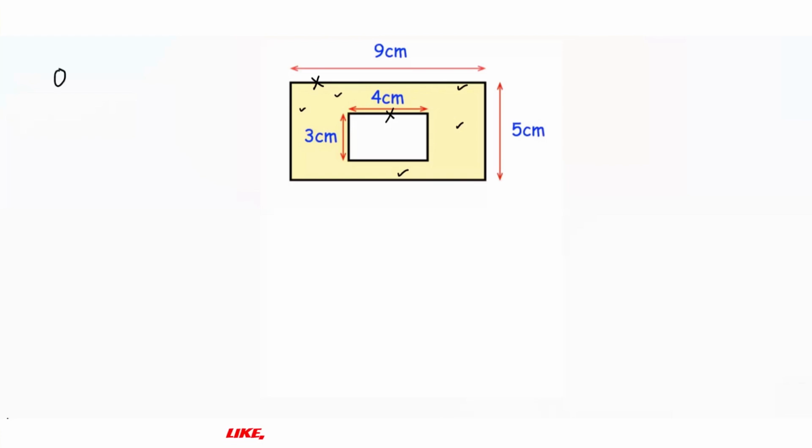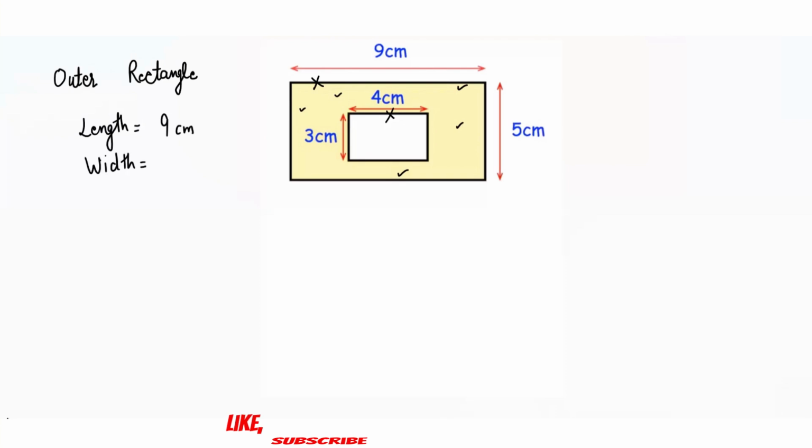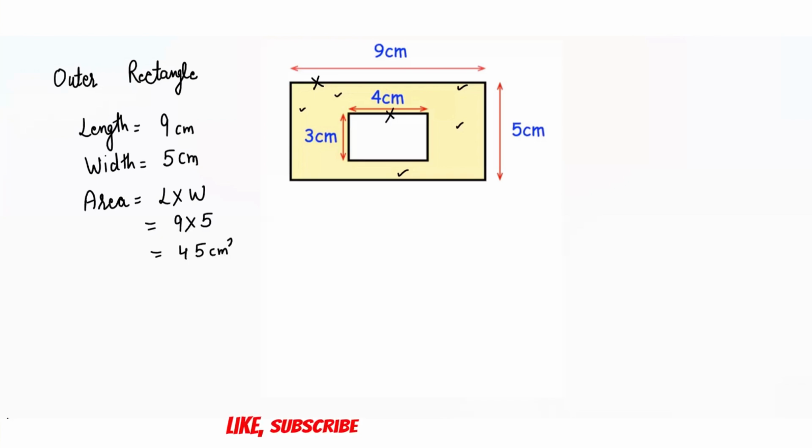We'll write here outer rectangle. Length is equal to 9 centimeter. Width is equal to 5 centimeter. Area is equal to L into W, which is equal to 9 into 5, which is equal to 45 centimeter square.